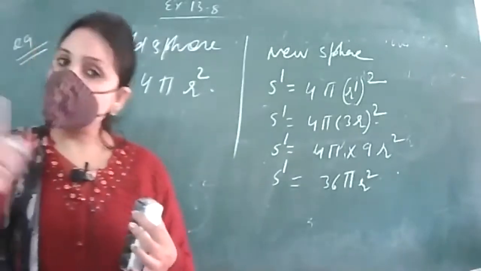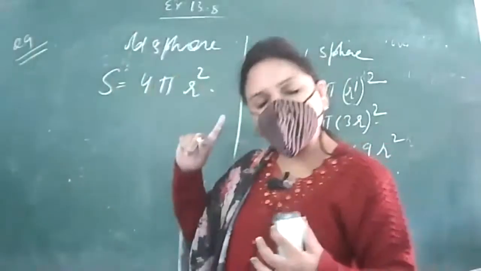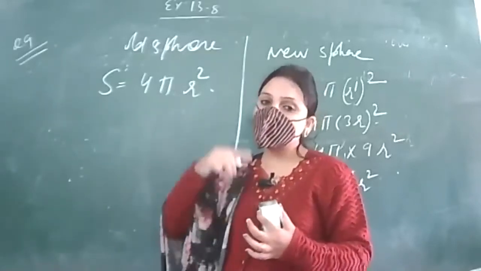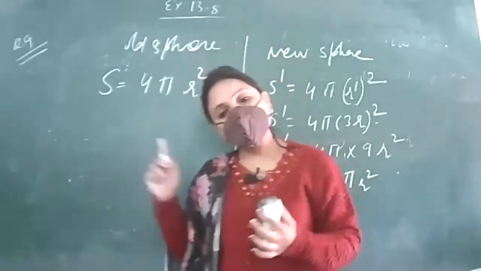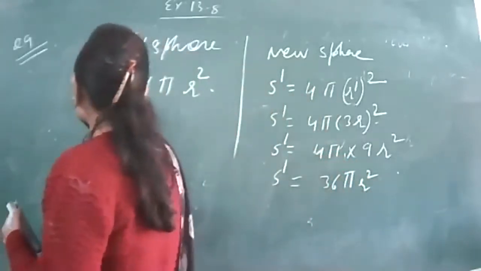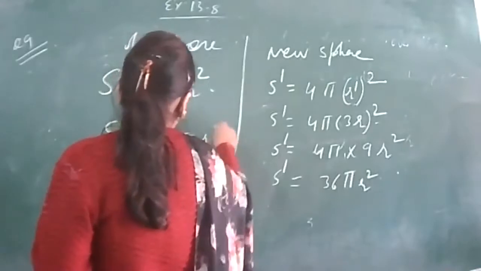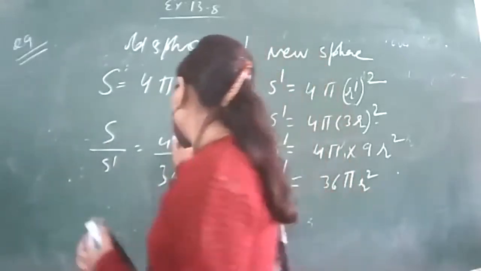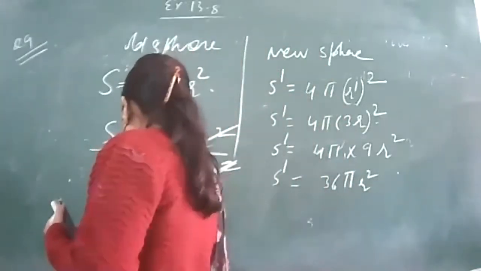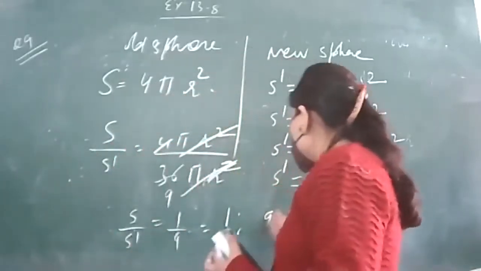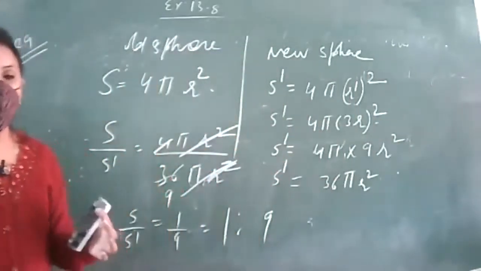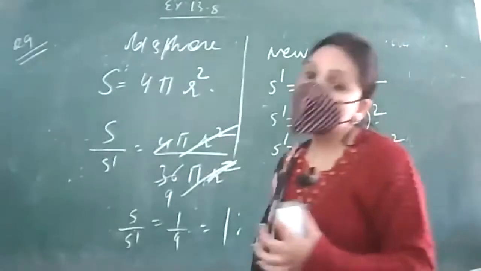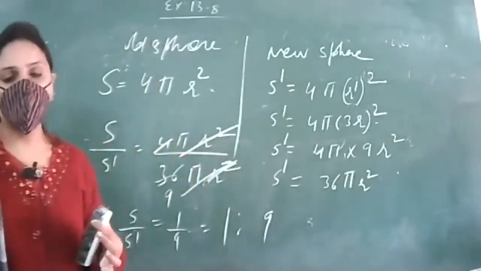We want to find the ratio of S and S dash. It is very clear that whenever we find a ratio, what is written first is to be taken as the numerator. So here S is first, so we find the ratio as S over S dash. This is 4 pi r square over 36 pi r square. Pi r square gets cancelled. 4 nines are 36. S over S dash is 1 over 9, that is 1:9. So the ratio of the surface areas of the old sphere and the new sphere comes out to be 1:9.